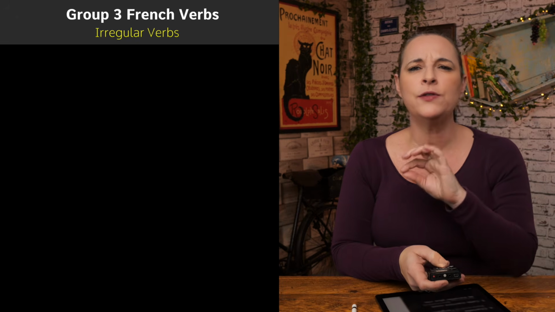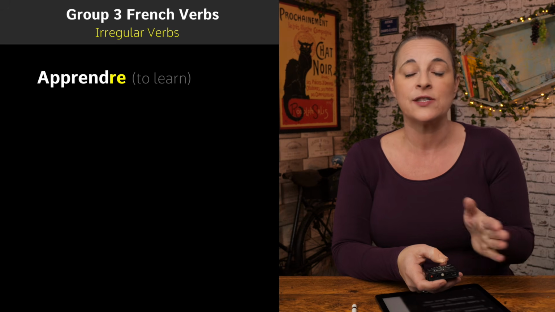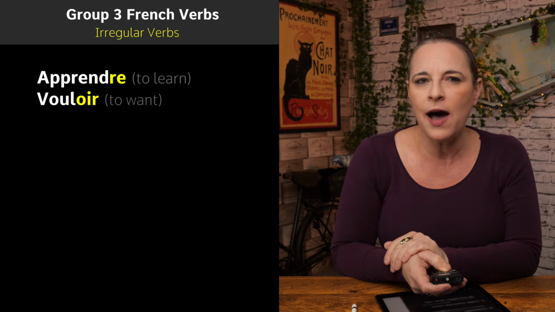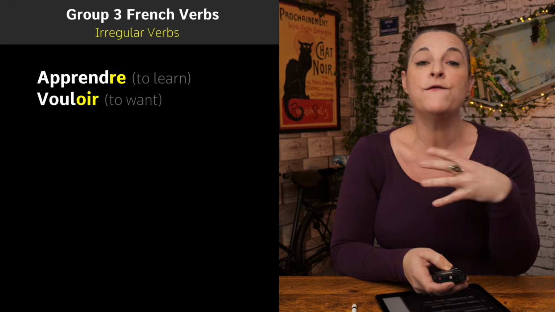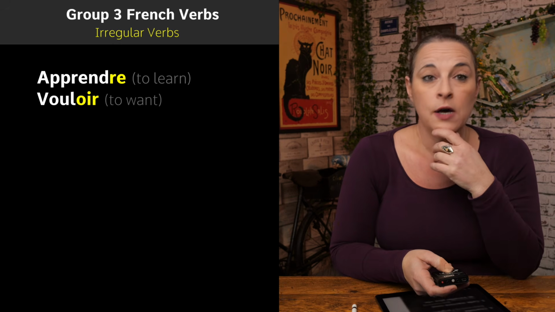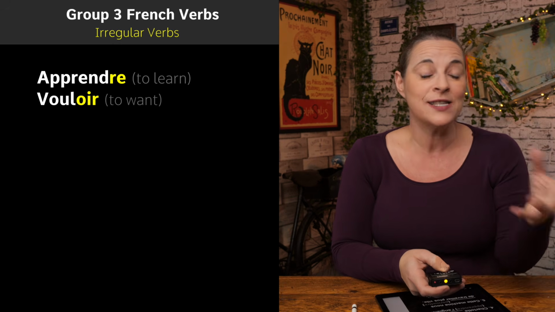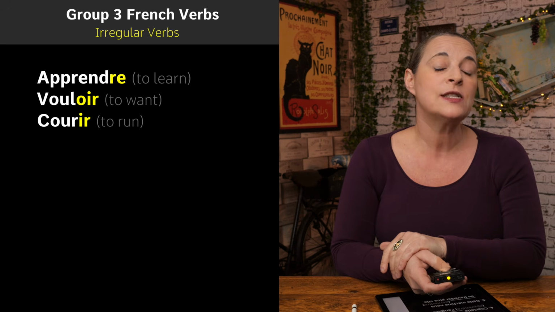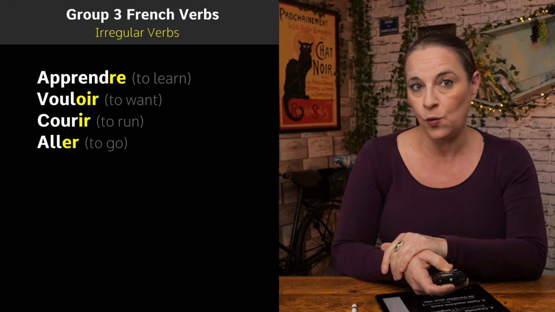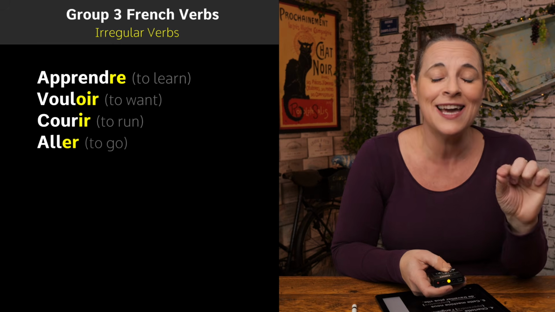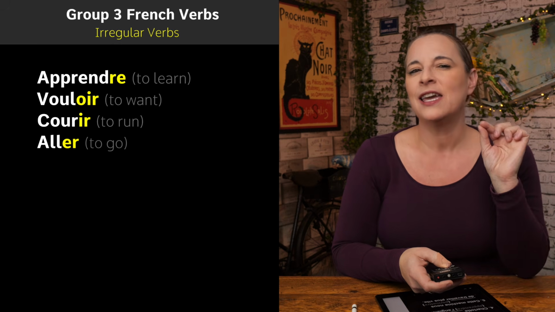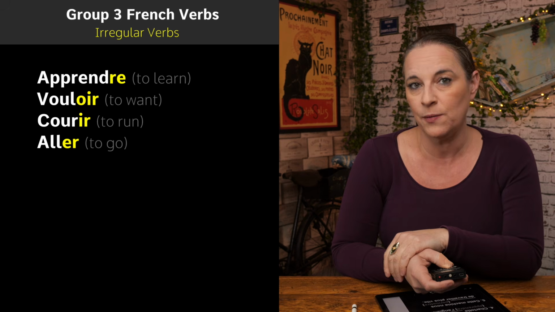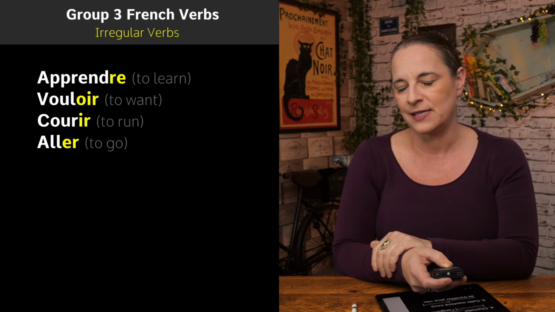Irregular verbs include those ending in RE, such as apprendre, which means to learn, or OIR, such as vouloir, which means to want. Some end in IR as well, like I mentioned before, such as courir, to run, as well as aller, to go, which, although ending in ER, is highly irregular. So I do advise you to learn how to conjugate the verb aller in different tenses.